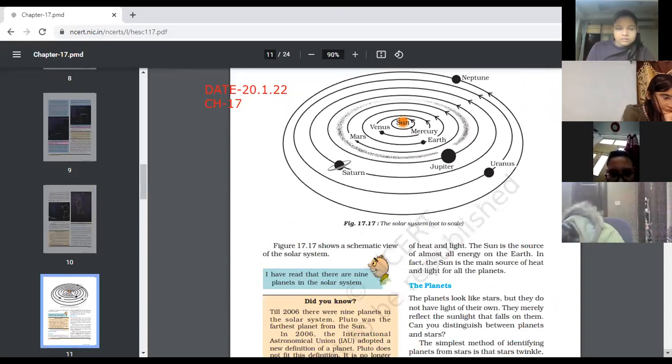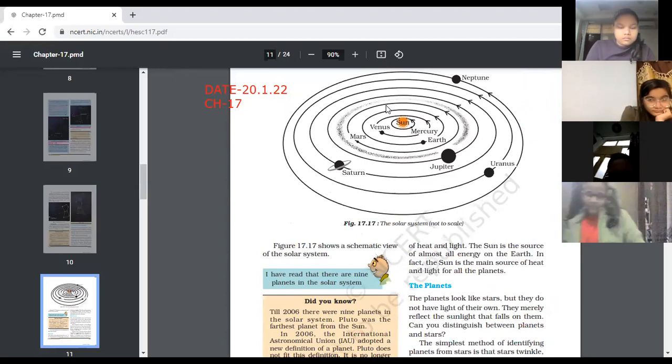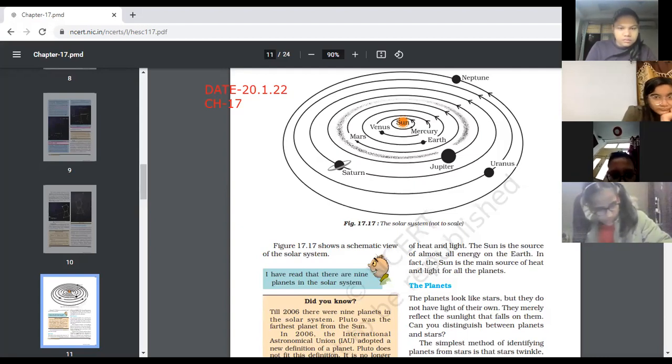One thing is the gravitational attraction or gravitational pull, and second, all the planets are moving in their particular orbit. They are not leaving their orbit. It is not that they leave their own orbit and go to another. No, they move around the sun in definite orbits. Okay, each and every planet has its own orbit.